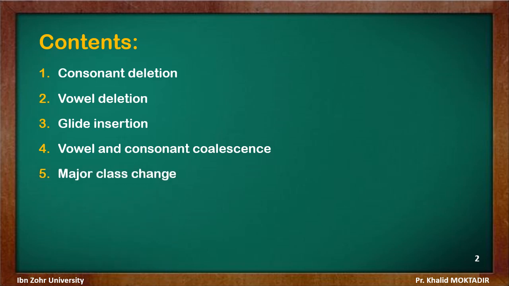Number five is on major class change. This is essentially on how vowels become glides in some contexts. And six is on metathesis, and this is where the order of segments or sounds is swapped in some cases. Number seven is on vowel reduction. This is where major or main vowels are reduced to schwa when they're not stressed.